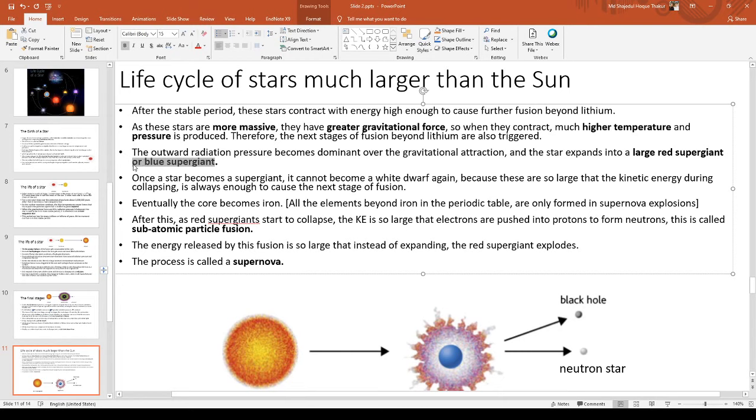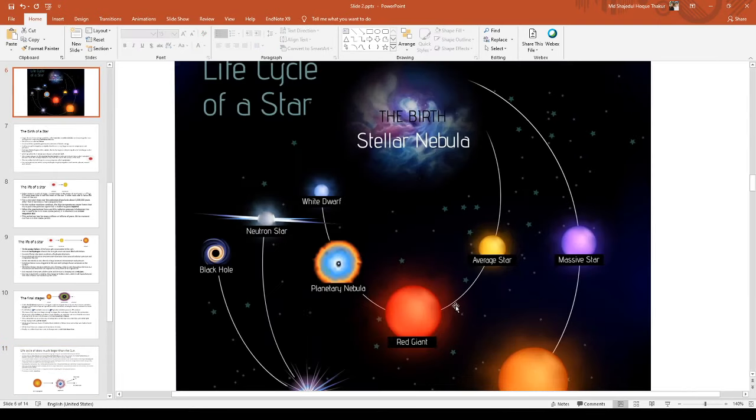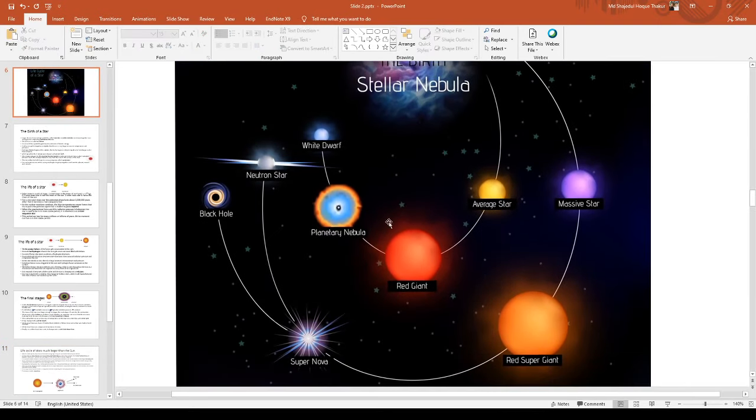Let's just stick to red supergiant. There is some confusion regarding blue supergiant. Blue supergiants can be like this, or they can also be from the main sequence. I'll skip it. Also, it's not in your syllabus, so I'll skip it. So the outward radiation pressure becomes dominant over the gravitational attraction, and the star expands into a large red supergiant. Bigger than the red giant. Simple.